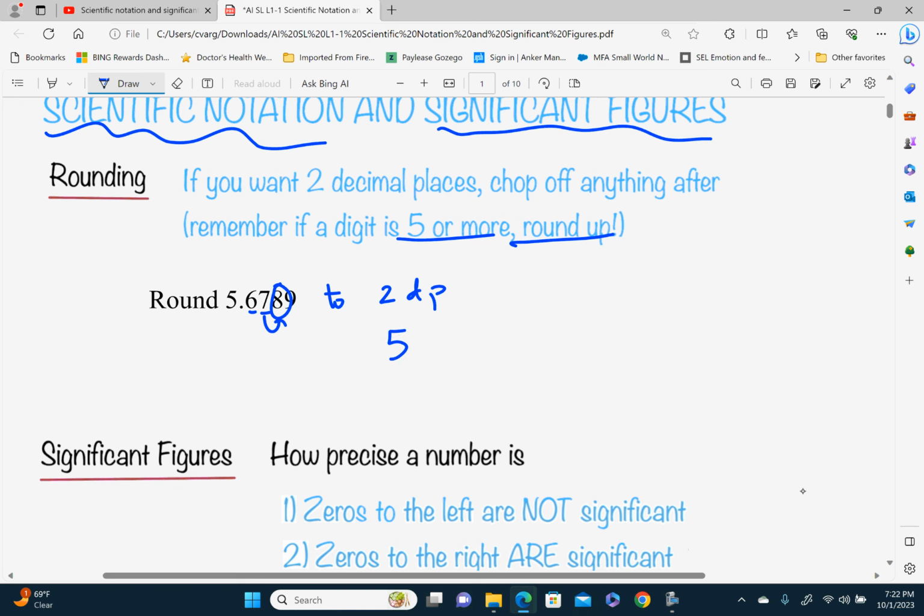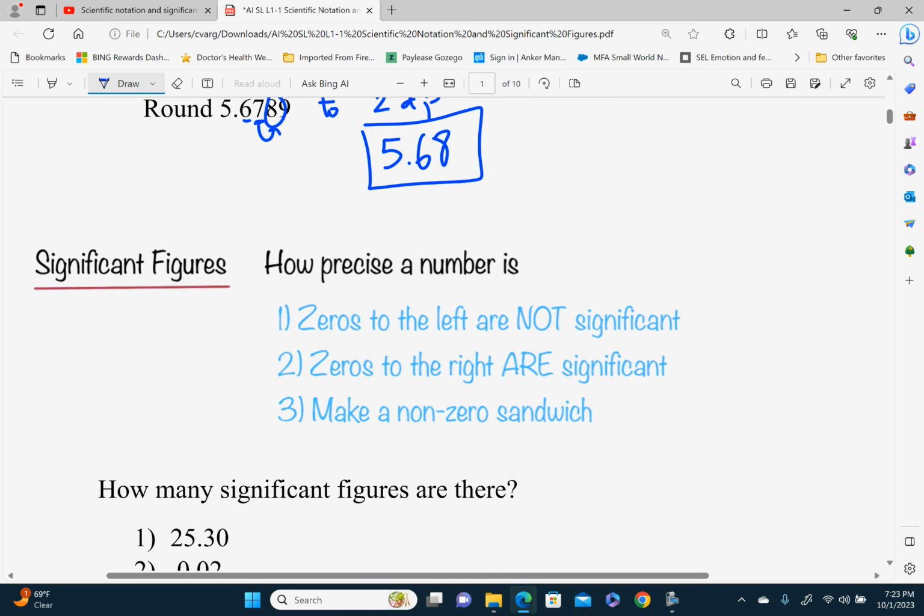So if we have 5.6, that's going to stay because that's to the left. Now we're talking about the 7, okay, because we're rounding to 2 decimal places. So we look at the number to the right, which is the 8, and we notice that that is 5 or above. So that means that the 7 is going to go up to an 8. Everything to the right is going to drop. Everything to the left is going to stay the same. Okay, so 5.68 is 5.6789 rounded to 2 decimal places.